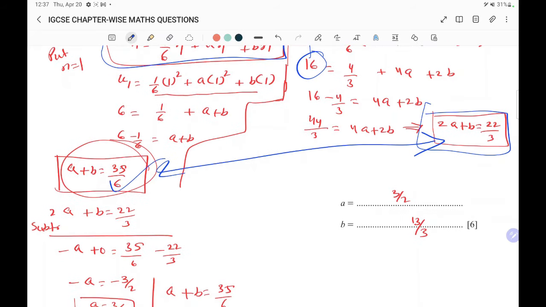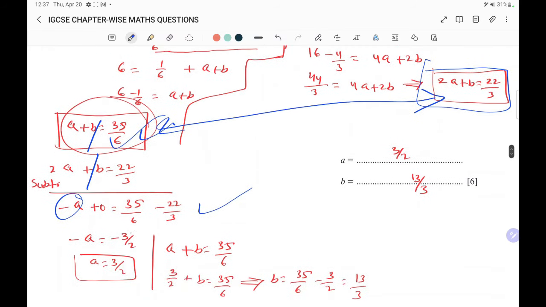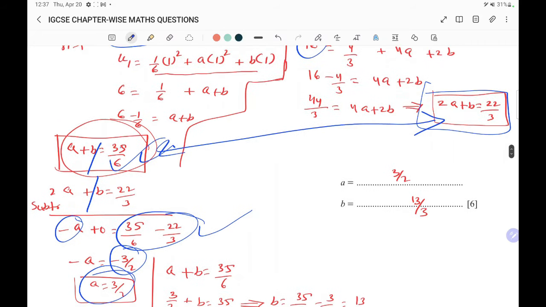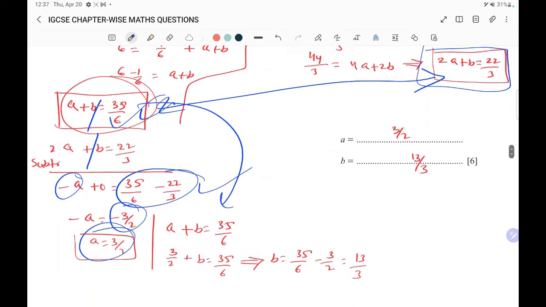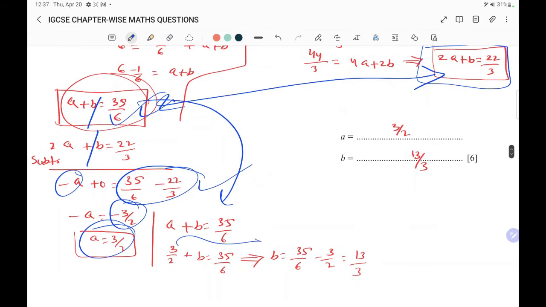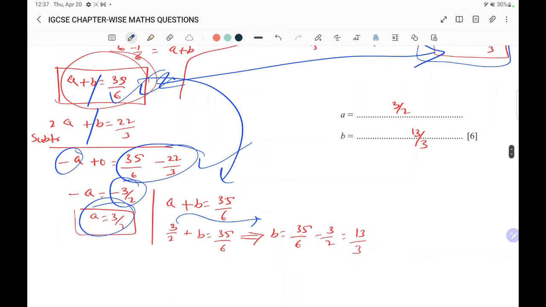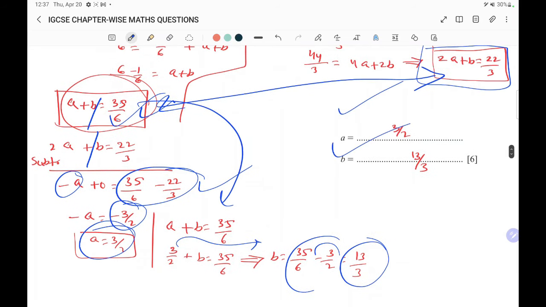So what I will write: a plus b is 35 over 6 and 2a plus b is 22 over 3, and then I will subtract. So a minus 2a, which is minus a, and b and b cancel. 35 over 6 minus 22 over 3. So minus a, just calculate here, minus a is minus 3 by 2, a is 3 by 2. When you have a as 3 by 2 and a plus b is 35 over 6, now a is 3 by 2, just take 3 by 2 to the right side. 35 by 6 minus 3 by 2, which is 13 by 3. So a is 3 by 2, b is 13 by 3.